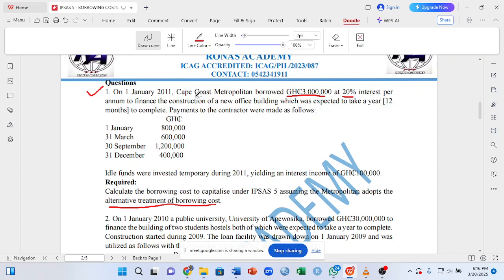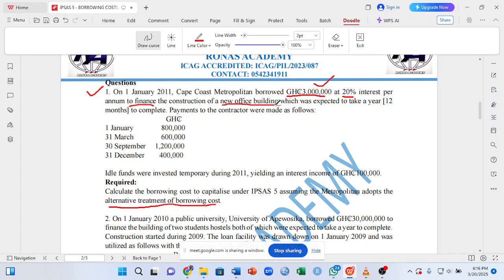Okay, so let's proceed. You could see that it says CCMA borrowed the 3 million at 20% interest to finance, so the purpose is brought over here. The main reason why you went for the loan was to finance the construction of what? A new office building. So that made it what? A specific loan or a specific borrowing.